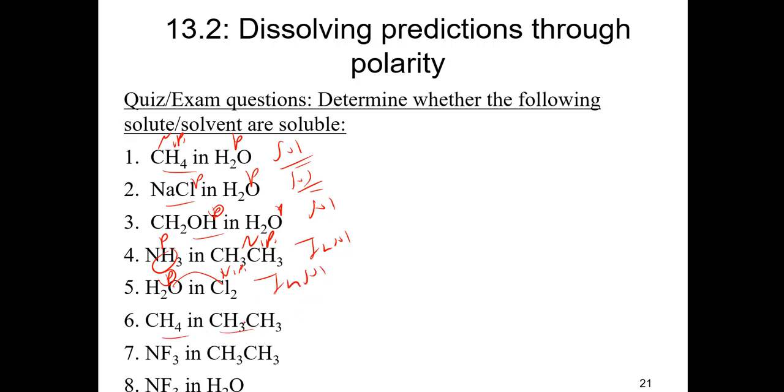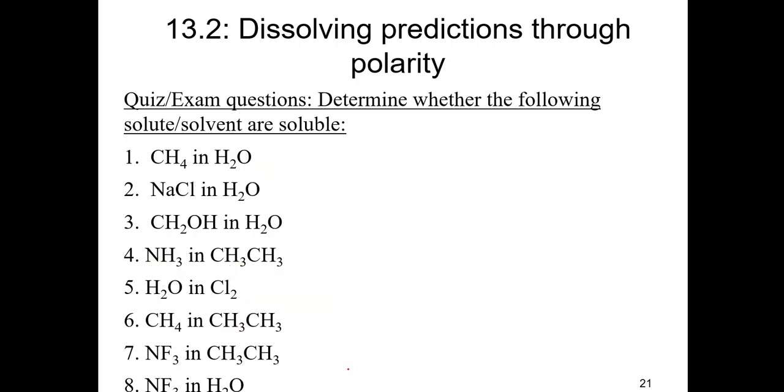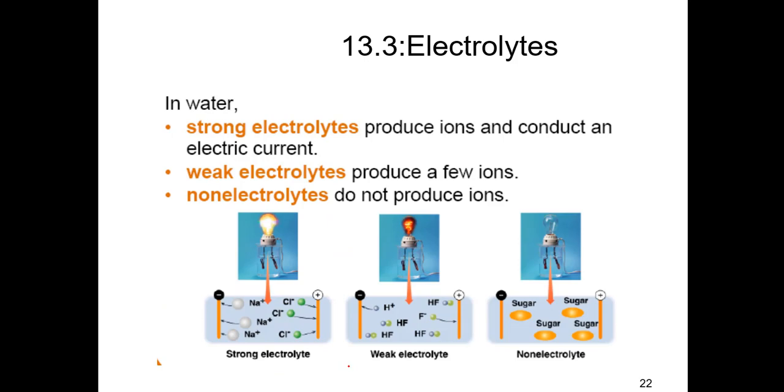Methane and ethane, they're both pure hydrocarbons, so they're both nonpolar. That's going to be soluble, because like dissolves like. Polar, nonpolar, that's going to be insoluble. And the bottom one, NF3 and H2O, polar, polar, that's going to be soluble. So that's what you'll be expected to do on a future quiz or exam. Let's go ahead and go into electrolytes.